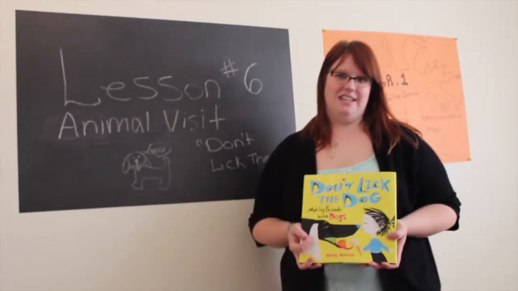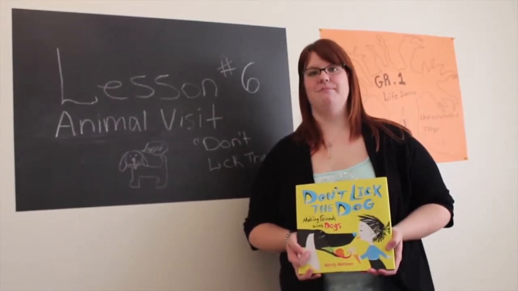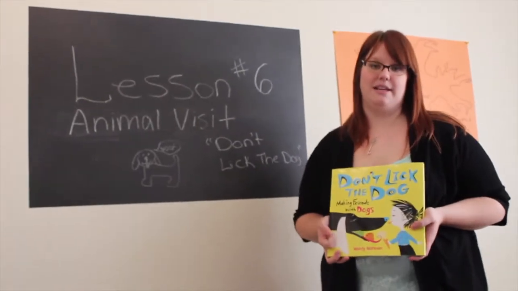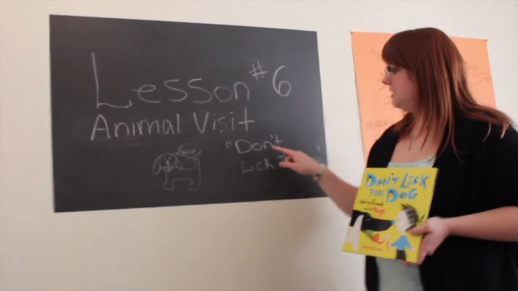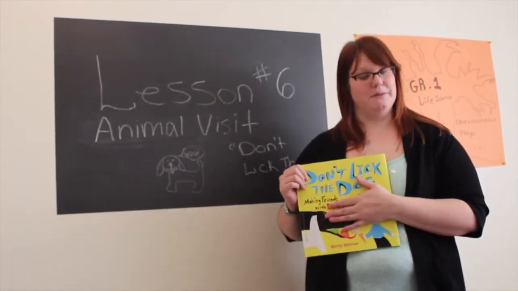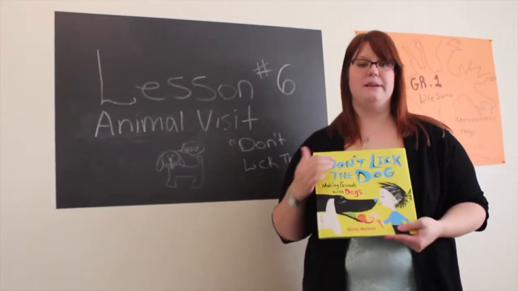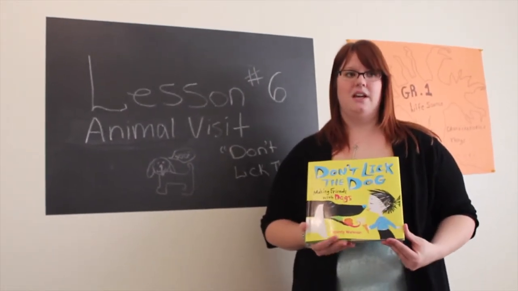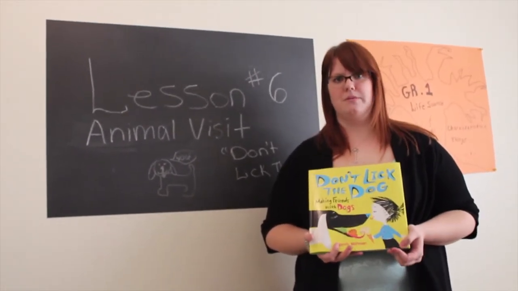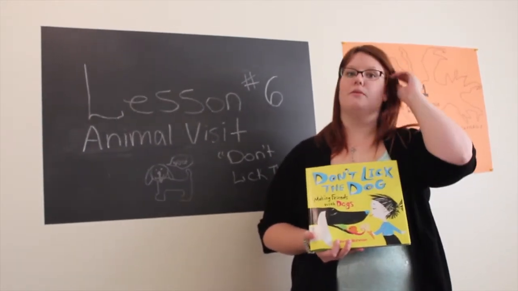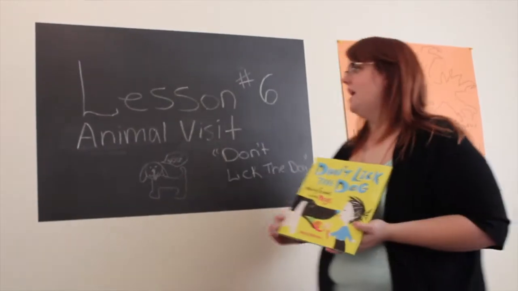Lesson number 6 is an animal visit, which is really exciting for kids in grade 1. They'll be engaging in a live animal visit. But beforehand, it's important to teach them about safety when dealing with domestic animals. So the story Don't Lick the Dog will be introduced, and it's also available at the Regina Public Library. And this story basically uses a really cute way to talk about being safe with strange animals. And it's a great resource to talk about right before the animal visit.